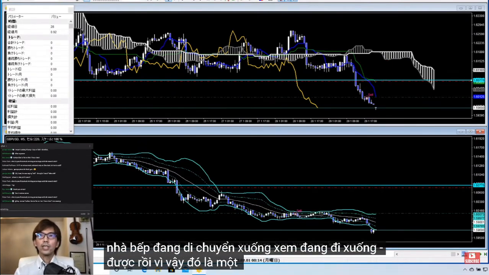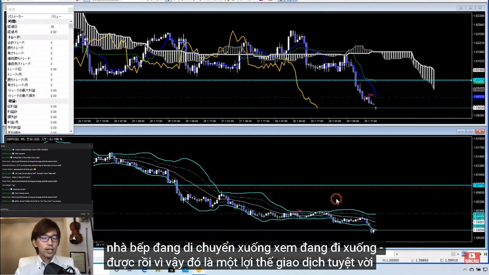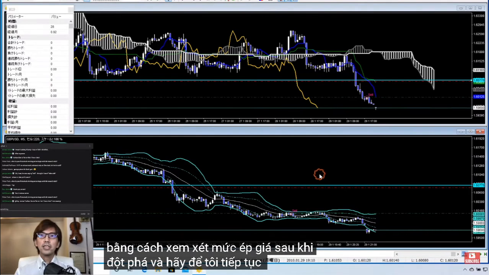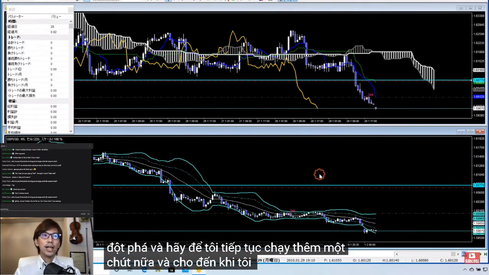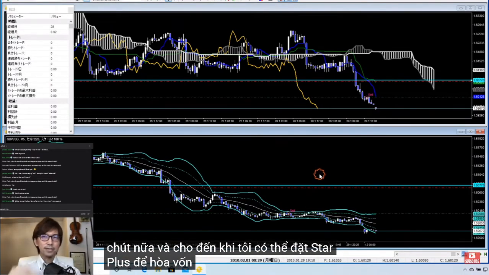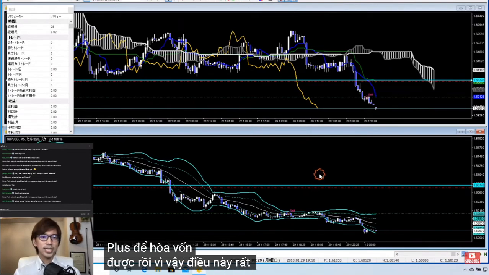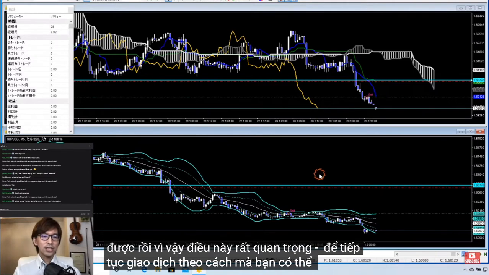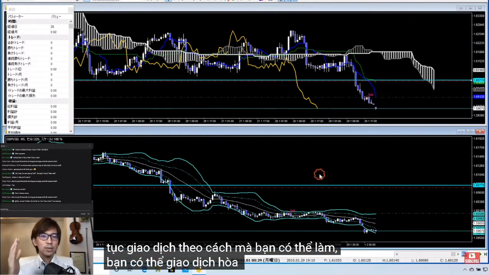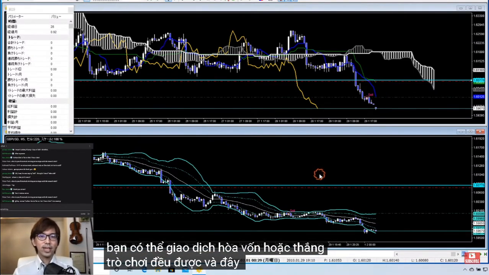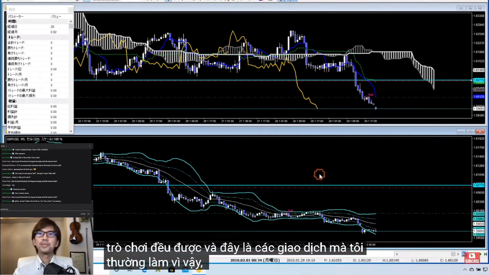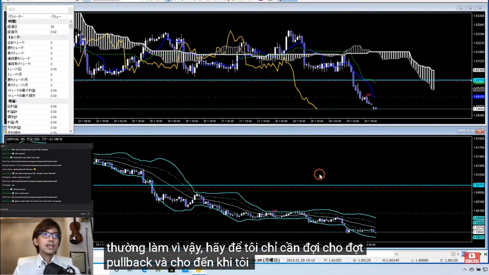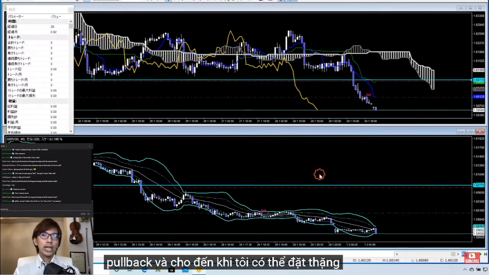Alright, so that was a great trading edge by looking at the squeeze after the breakout. Let me just keep running a little bit more until I can place a stop loss to break even. This is very important: keep trading in a way that you can either break even or win. This is the type of trade that I usually do. So let me just wait for the pullback until I can place a stop loss to break even.